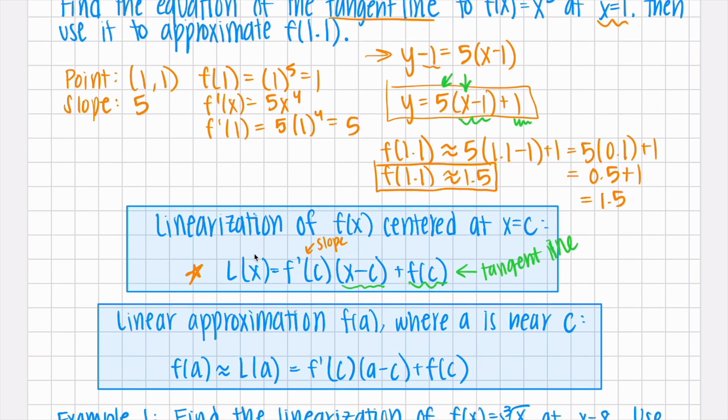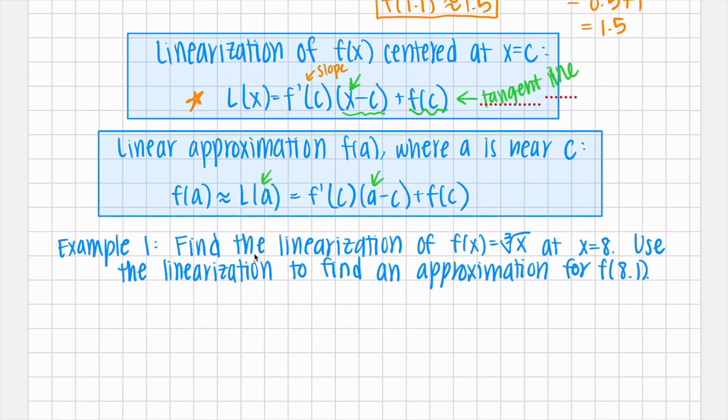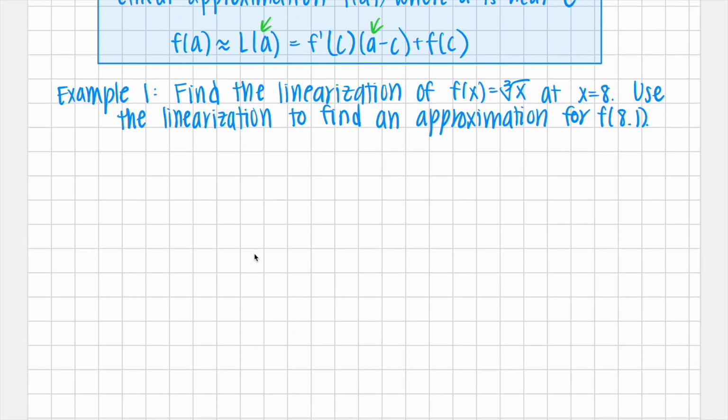And then they can ask you to use your linearization to approximate some other f of some other x value on your curve. And when you do that, you're just plugging that value into the x in your linearization. So here they're plugging in a. And that is linearization and linear approximation. We're finding the equation of the tangent line, and then we're plugging in a number. So let's see a couple of questions that they might ask us.